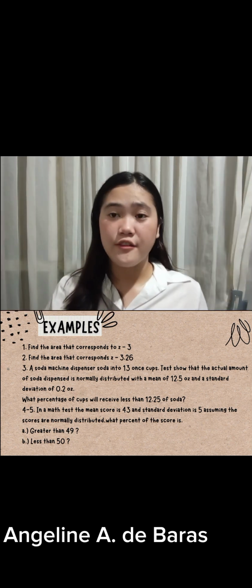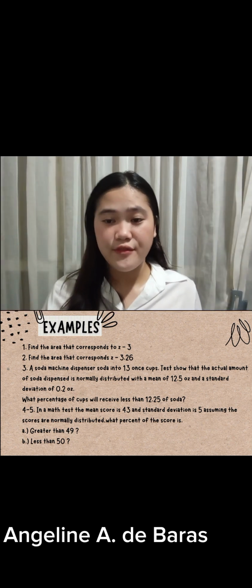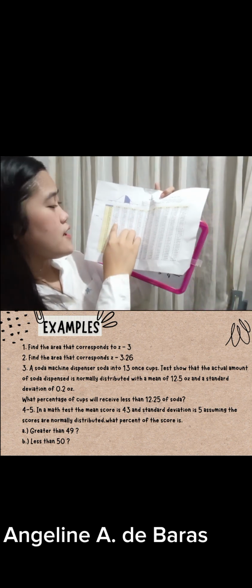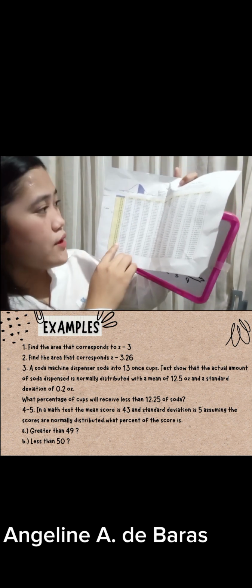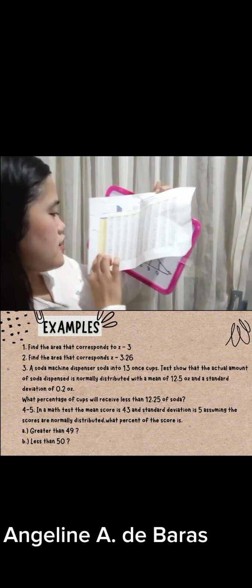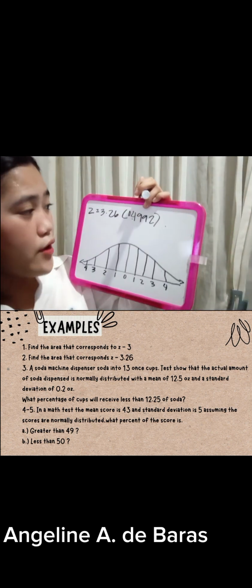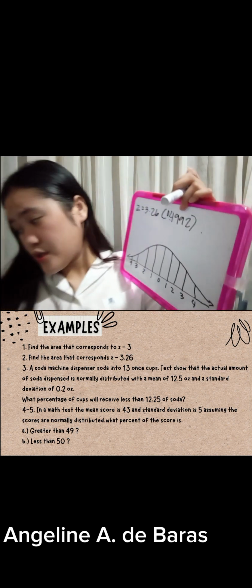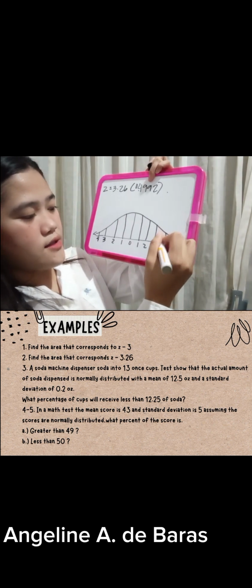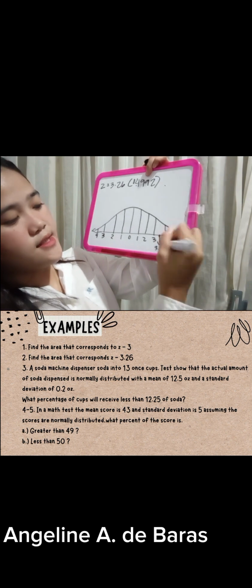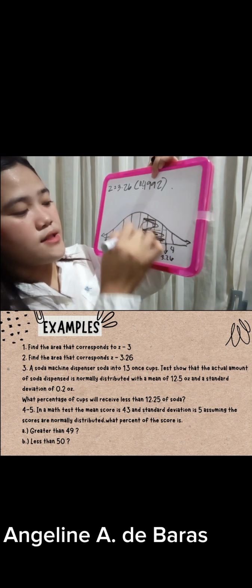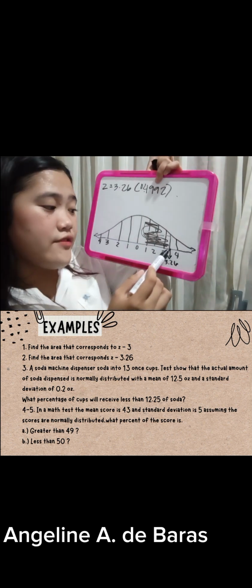That's all. Second, we have a question. Find the area that corresponds to z equals 3.26. So in our table, you can see on this side the 3.2, and we need to find the last digit of the given value, which is 6. The intersection is 0.4992. So when we shade this, this is 3, and 3.26, let's say this area is the 3.26. All the area of this represents the distance of the standard deviation from our mean.